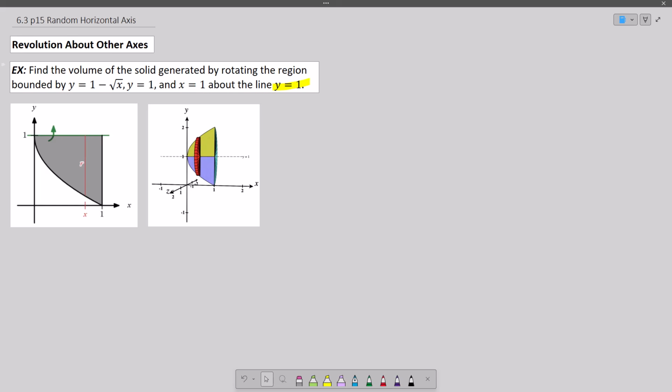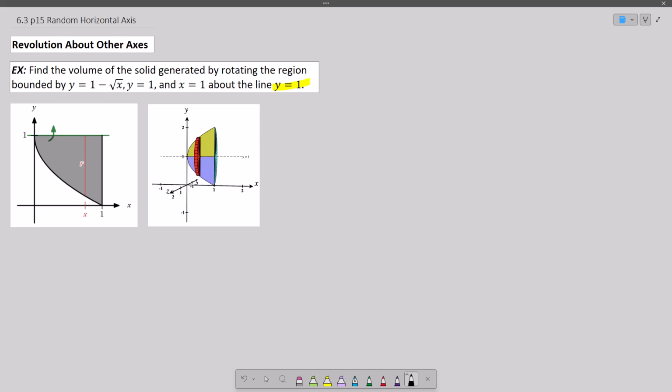So first off, when it rotates around the line y equals 1, our region is touching that axis of rotation. So we will get a disk and not a washer, because it's touching the axis that it's rotating around. So as it's rotating around there, it's going to create a disk. I've drawn a representative vertical rectangle here. So when that vertical rectangle rotates around, it's going to create that disk.